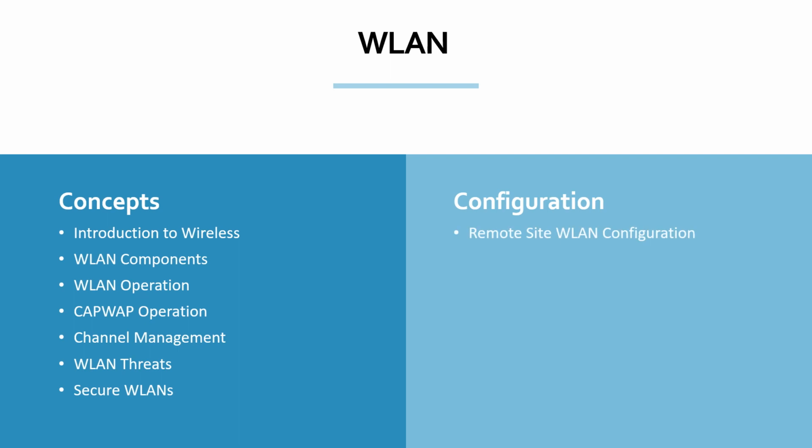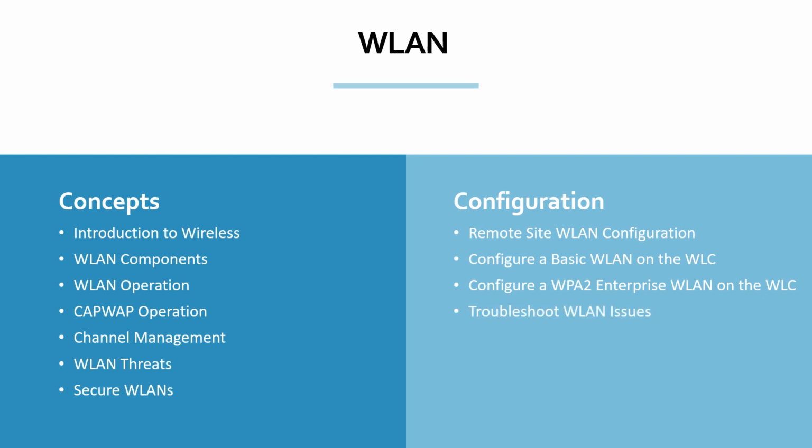For this, we will configure a wireless LAN to support a remote site. We will configure a wireless LAN controller and a wireless LAN to use the management interface, and depending on that, we will choose the authentication. We will configure a wireless LAN controller and wireless LAN with a VLAN interface as a DHCP server, and then we will use enterprise authentication. After that, we will troubleshoot common wireless configuration issues.